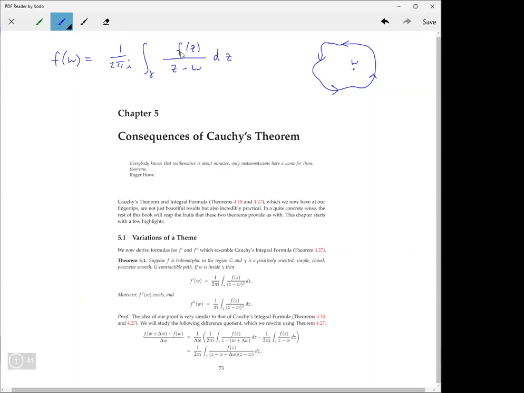And then f is holomorphic in some region that contains the whole curve, and that region doesn't have any holes in it or anything. Okay, so this is it right there.